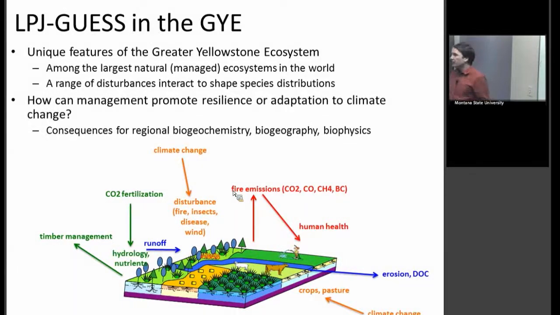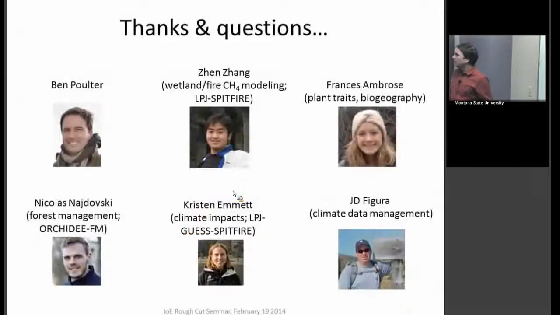So these are some people in the group. Zhen is coming from China, and he'll be working with LPJ in particular on methane emissions from tropical wetlands and from fire. Francis is an undergraduate looking at the plant trait databases to parameterize LPJ for the Greater Yellowstone ecosystem. JD is working with the climate data sets and the technical issues associated with getting these data sets ready for model simulations. Kristen will be coming to work with LPJ-GUESS, and Nicola will also be joining to work with this forest management module, looking in particular at how we can use process-based models to address carbon sequestration in the tropics. So thanks for your attention.